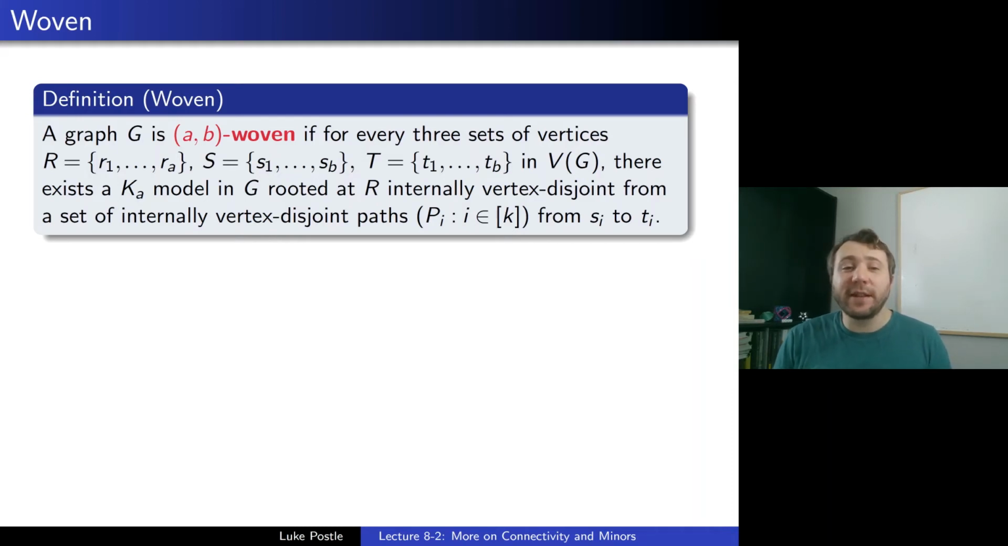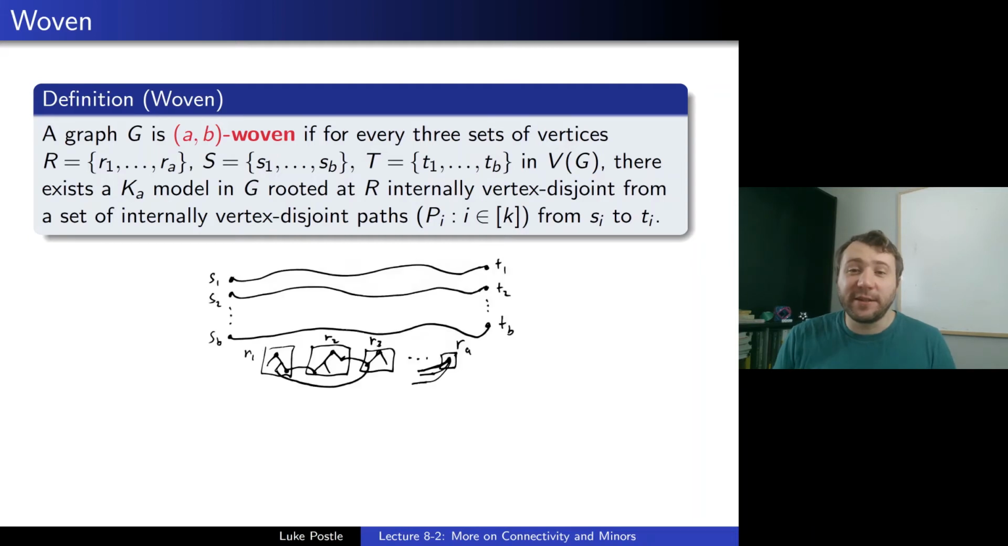And I can still get a set of internally disjoint paths. So here's a picture. I can get the linkage from the S's to the T's, while also building a minor that's rooted on those vertices, the R's, and is otherwise disjoint from the linkage. So it's asking for more. Can I always not only build a linkage, but also build complete minors as well?